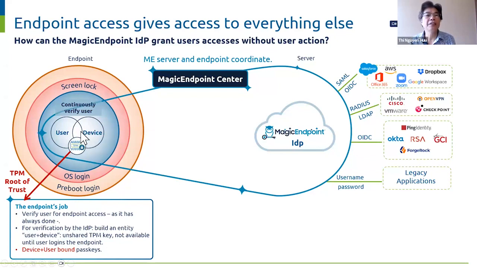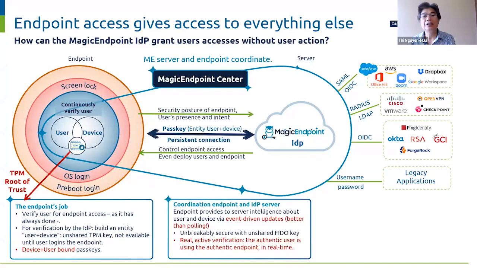Not only no other device has that key, but this TPM doesn't even have that key before the user logs in. And when the user logs out, this key disappears. And so with just one FIDO authentication, the IDP will know that the user and device are authentic and in real time. So we call it this device and user bound passkey. So equipped with this FIDO key or passkey, the endpoint form a persistent connection to the IDP and using this protocol to make sure that anytime the connection exists, the user and the device are authentic.